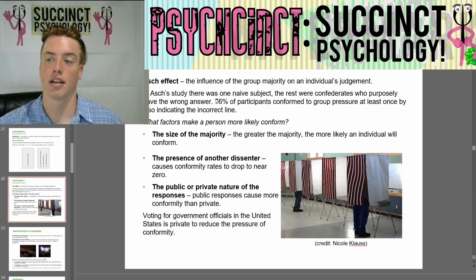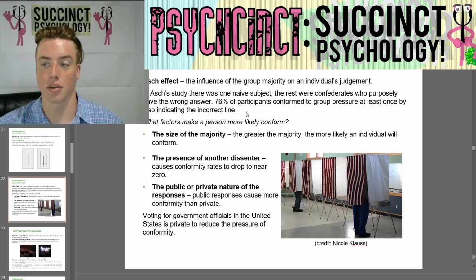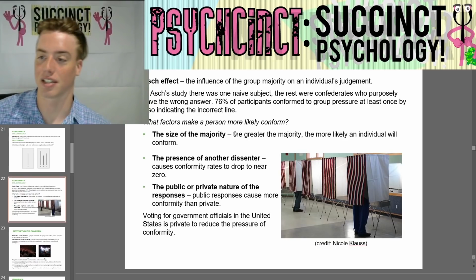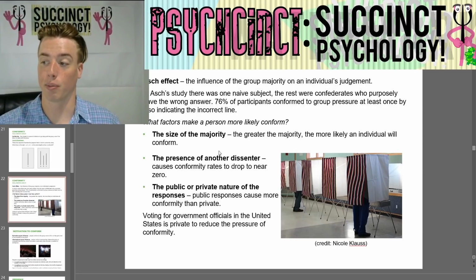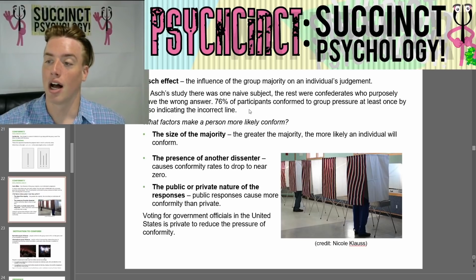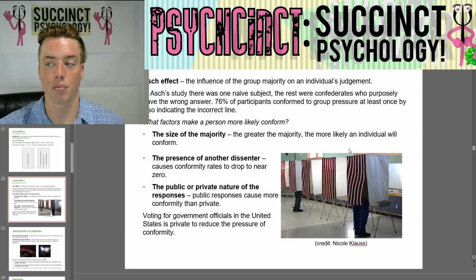So the Asch effect, the influence of the group majority on an individual's judgment. In Asch's study, there was one naive subject. The rest were confederates who purposely gave the wrong answer. Oh, I remember this now. I remember seeing this study. There's a lot of these studies, if you're interested, you can find videos on YouTube of organizations conducting pretty much the exact same study, so you can get to see how people react. It's pretty entertaining. It's really funny, actually. So anyways, 76% of participants conform to group pressure at least once by also indicating the incorrect line.